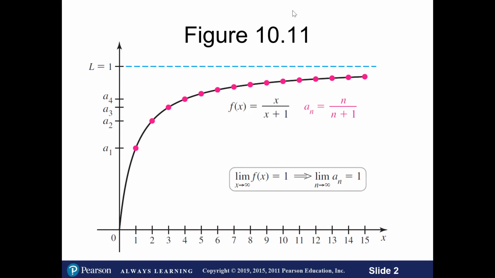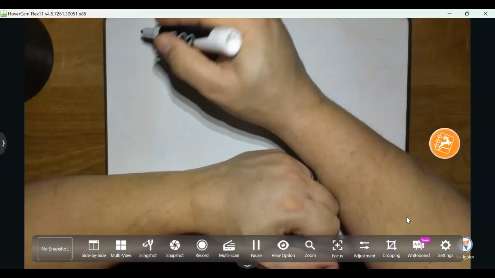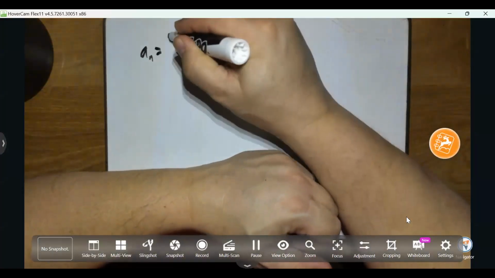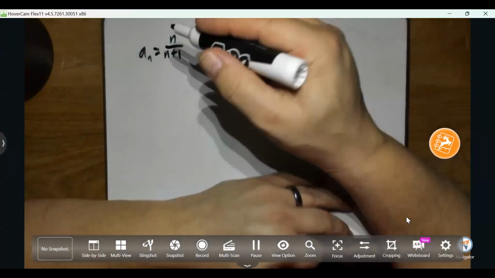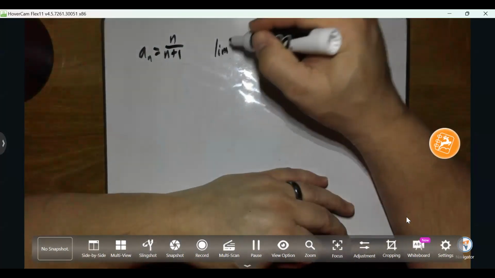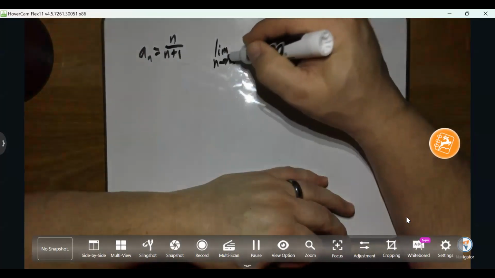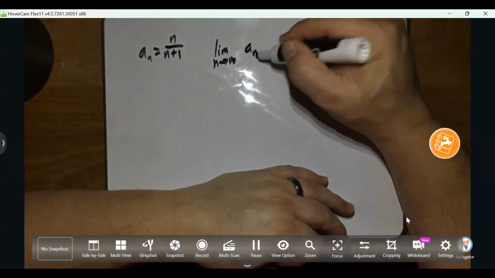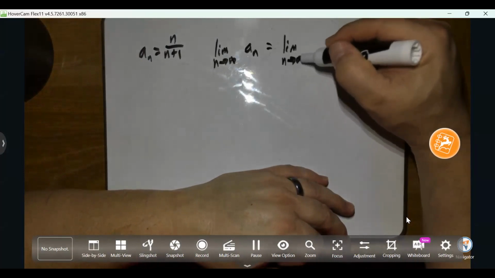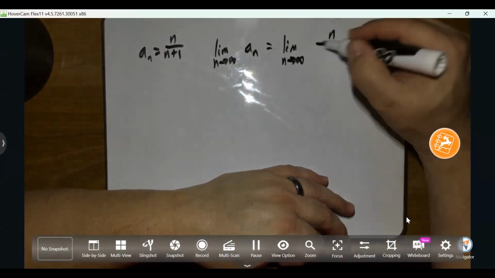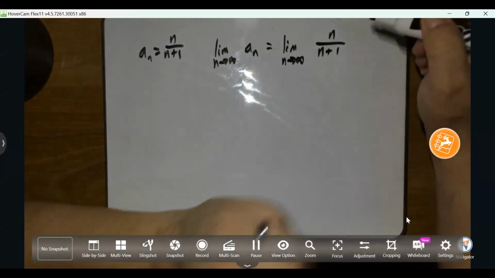Okay, so let me just do that real quick in detail. So here's what we're interested in. I want to look at the limit as n goes to infinity of a sub n. So that's the limit as n goes to infinity of n over n plus 1.